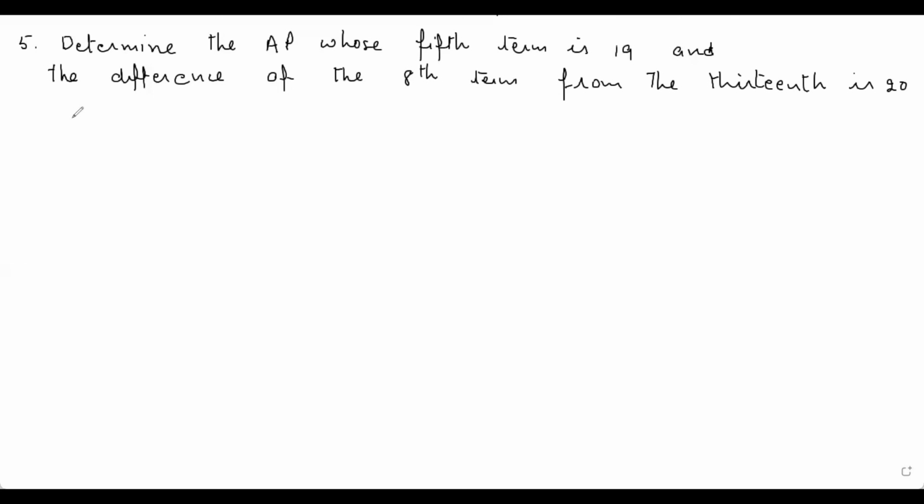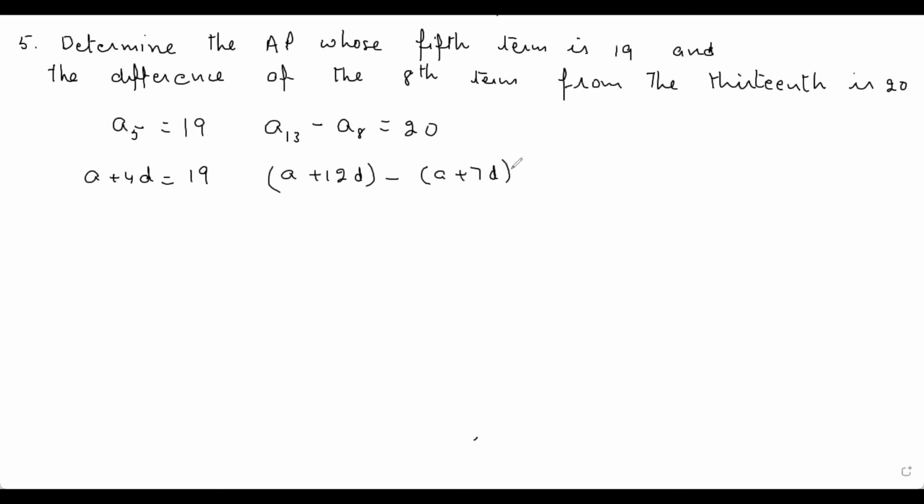Now the fifth question is, determine the AP whose fifth term is 19 and the difference of the eighth term from the 13th is 20. Now A5 is given 19 and A13 minus A8, that is given 20. I am to find an AP. It means A plus 4D is equal to 19 and A plus 12D, put it in the bracket, A plus 7D, that is equal to 20. These two things are given to us.